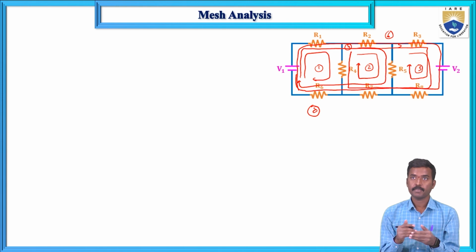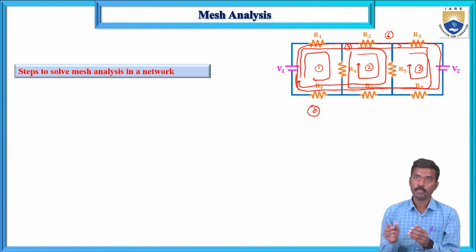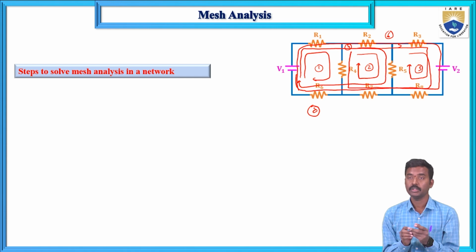Next, what are the steps to apply mesh analysis in a network? The main purpose of mesh analysis is to determine the current flowing through each element and the voltage across each element. Another method is nodal analysis. Same purpose: to find the current flowing through each resistor and the voltage across each resistor.